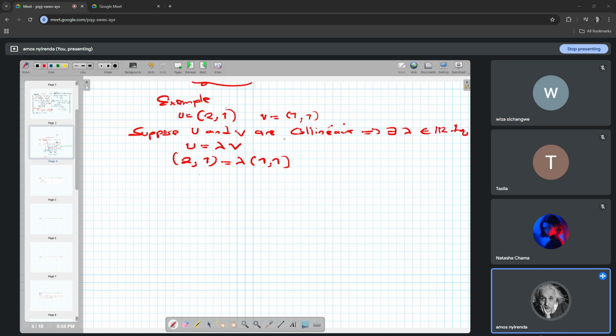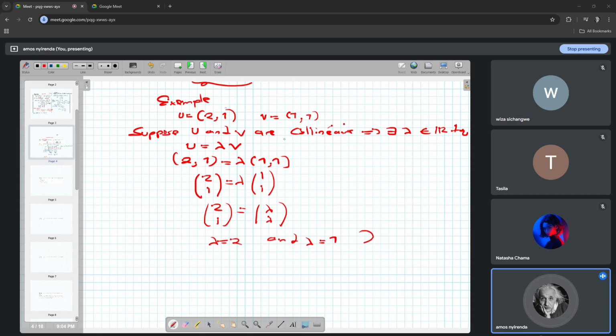Now let me write the vectors in column form so that we see what is happening here. So (2, 1) is equal to lambda times (1, 1), which is (lambda, lambda). We know that two vectors are equal if and only if their corresponding components are equal. So in this case, lambda is equal to 2 and lambda is equal to 1. But this is a contradiction because we cannot have two values for lambda.